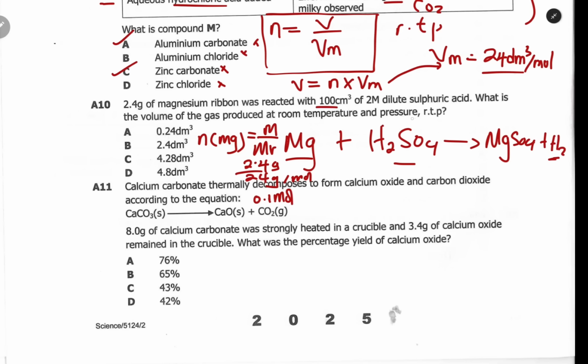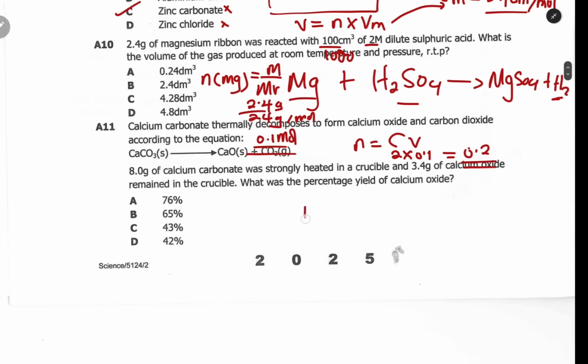For sulfuric acid, we are given the volume and molarity, which is concentration. So we find the number of moles using concentration. Number of moles is equal to concentration multiplied by volume. Concentration is 2. The volume we need in decimeters, so divide by 1,000, which gives 0.1. Multiply 2 by 0.1, and this gives us 0.2. If we compare the 0.1 moles and 0.2 moles, already you know that the limiting reagent is magnesium.